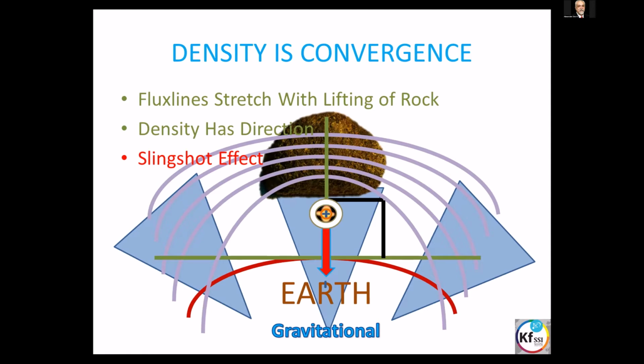If we release that energy of lifting and let that go, the rock would fall back to earth like a slingshot. And so the direction of flow is towards the crust of the earth. We say that's gravity, but the gravitational effect is the flux lines. The flux lines were stretching and then they relaxed. And so gravity seeks density, and density is the convergence point.